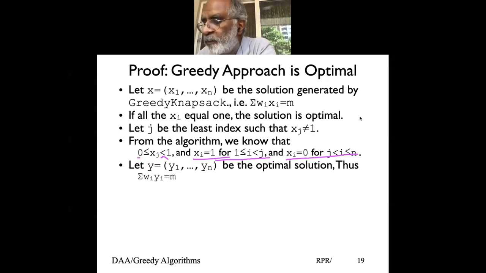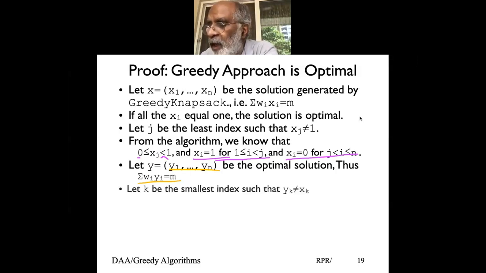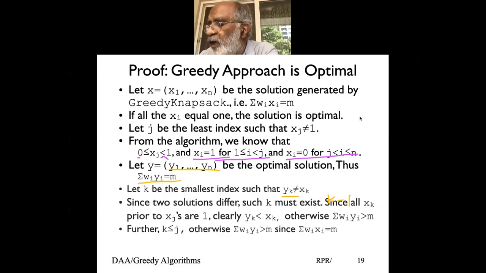And because this is an optimal solution, sigma wi yi has to be m. If it were less than m, then I am not filling the knapsack fully, but that can be the case. And now we need to find out how they differ. Now consider some index k such that my yk is not equal to xk. That means till k minus 1, xi is the same as yi. So find the first k where my yk is not equal to xk, and then we see how we can become optimal from there. Graphically, I'll probably show that case.